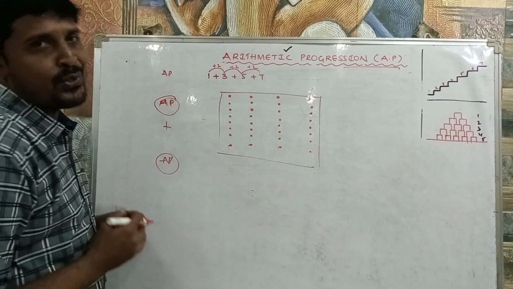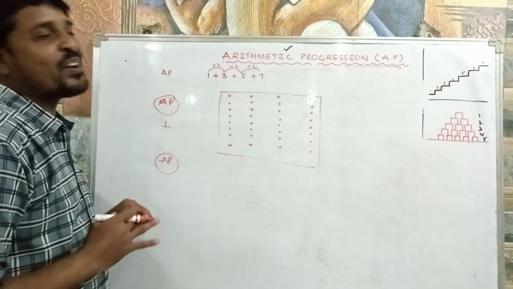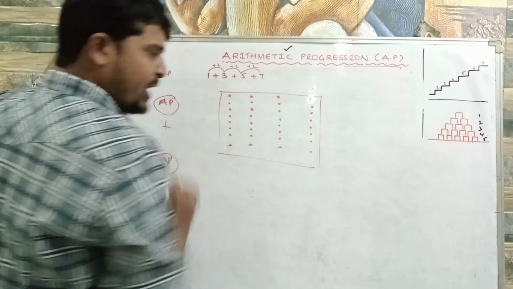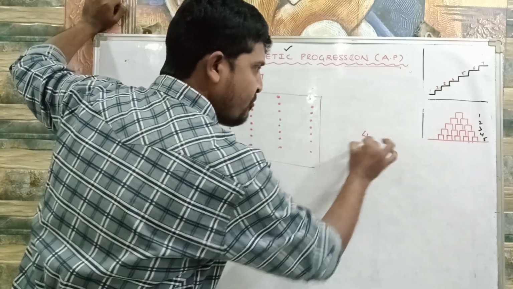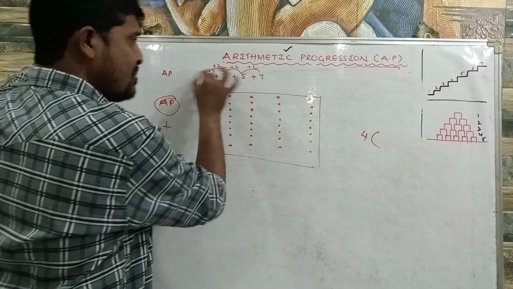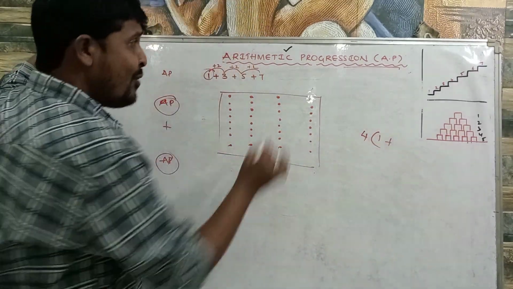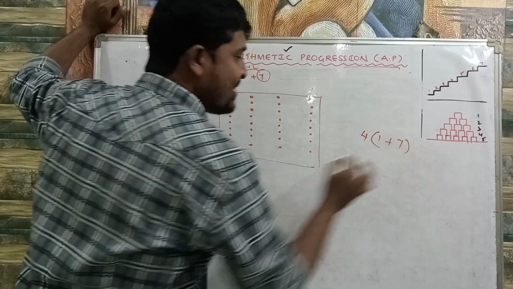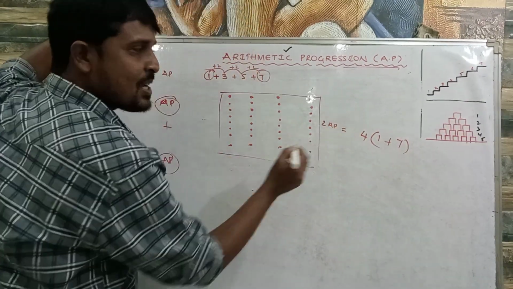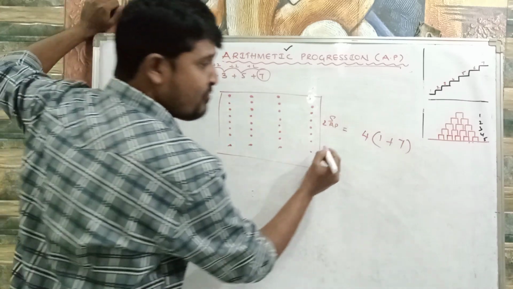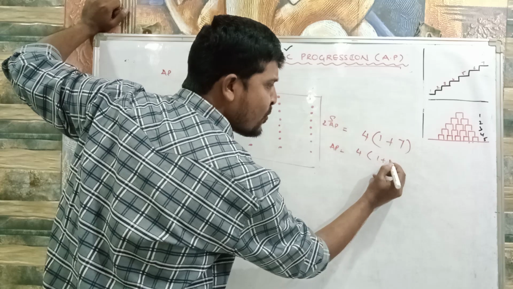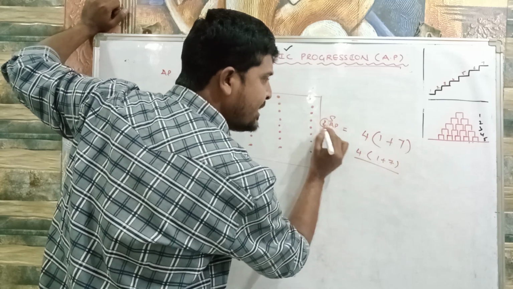See what way I am going to calculate. Can you guess in what way we are going to calculate now? See, 4 terms are there, so I am going to write 4 times. What is the first term? First term is 1 plus, what is the last term? Last term is 7. But this is the sum of 2 APs. Am I right or not? This is the sum of 2 APs, but I am just going for 1 AP. That's why it is going to become 4 into 1 plus 7 over 2.